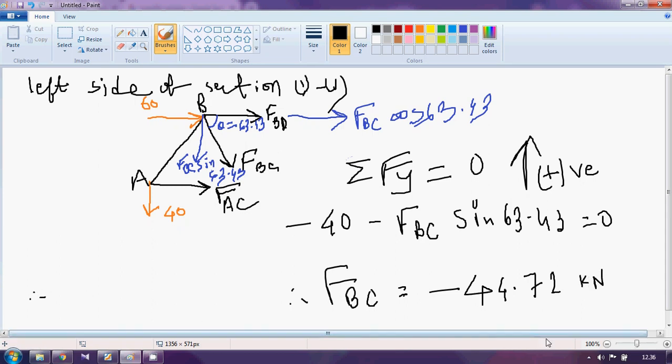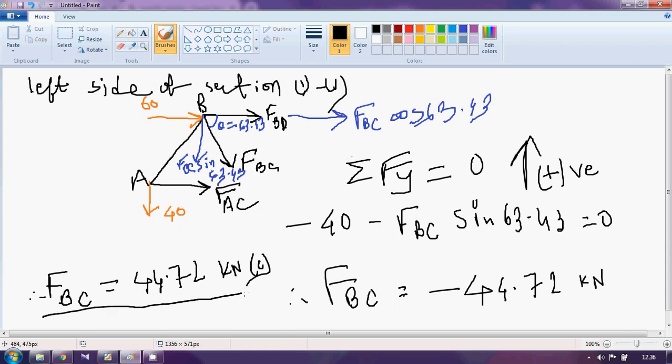I have seen that some students just write C. They put a minus sign, and also they write C. No, write like this: FBC equals 44.72 kilonewton compression. Write like this in your exam. So okay, one member force we have determined.